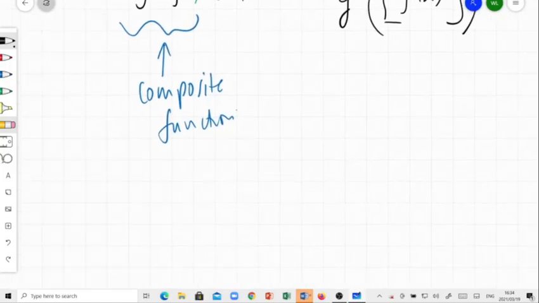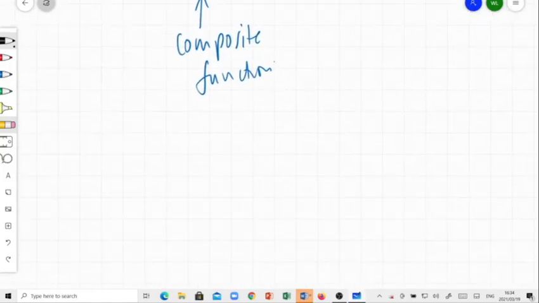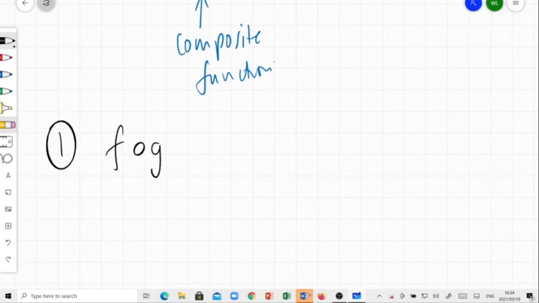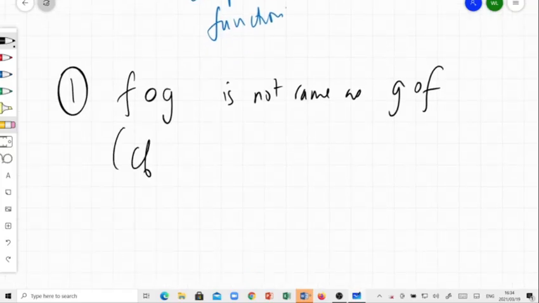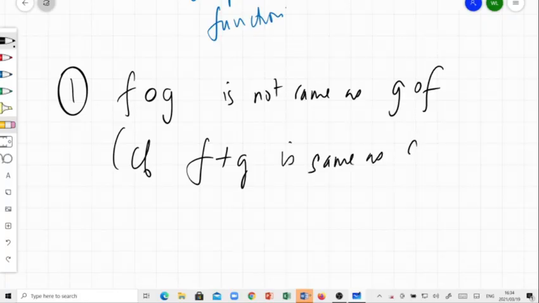Right. Now, the first thing that we can see is that these two machines, f of g is not the same as g of f. Now, compare this. I mean, the sum function of f plus g is the same as g plus f, you see? But these two are not the same, okay?